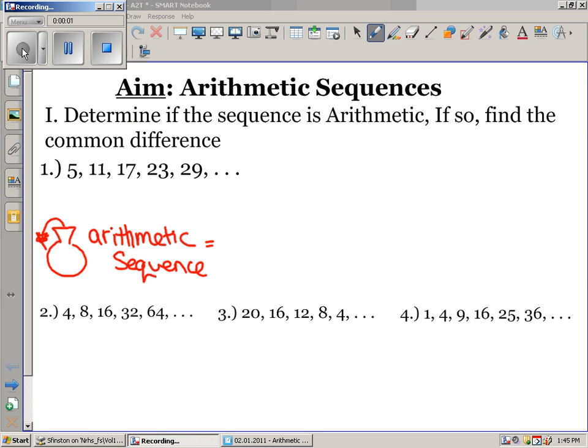That's okay. Guys, new stuff, new stuff, new stuff. Okay, all right. So today we're learning about arithmetic sequences. It's a super easy idea.